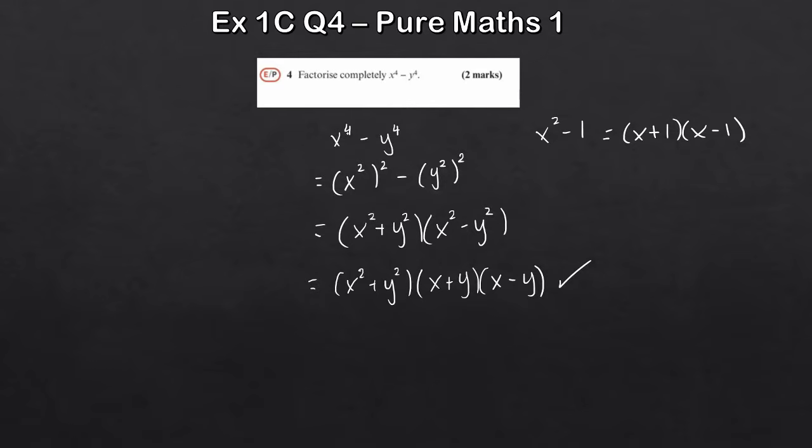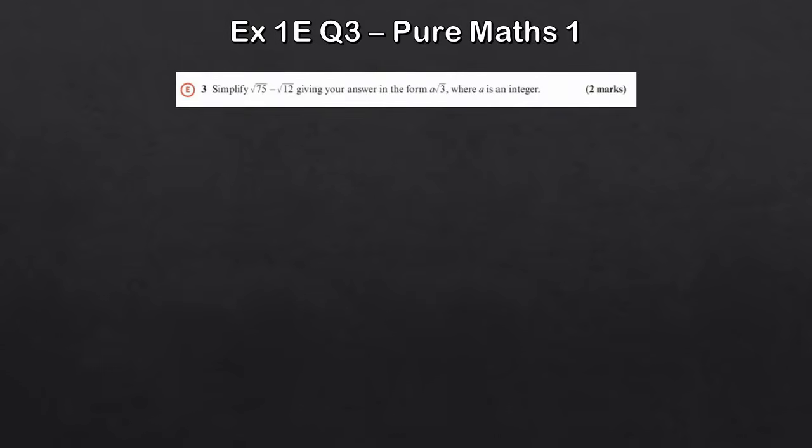If they ask you to factorise completely, then always double check, see if you can go that 1 step further. Okay, so that's the first question. And just if you're new here, I am using the Edexcel textbook, so this was exercise 1C, question 4. Okay, so this is quite a small chapter, and this video probably shouldn't be too long. But let's take a look at the next question.